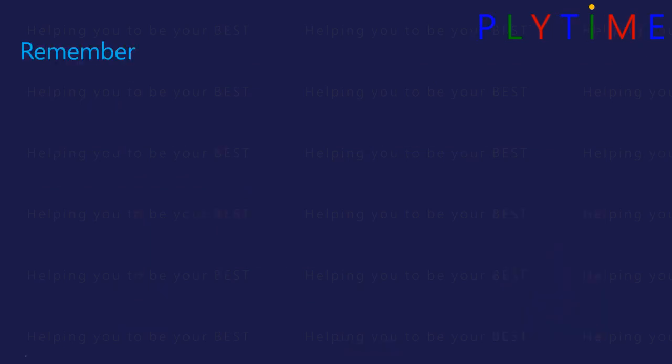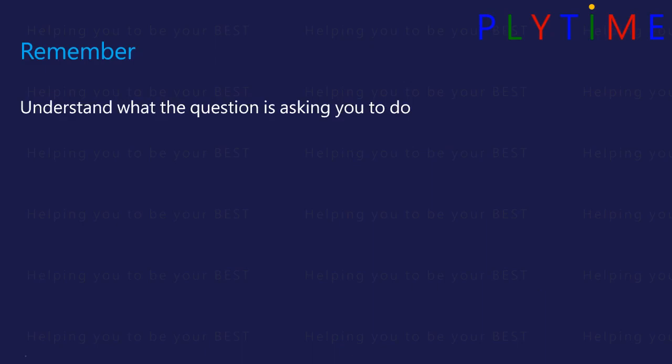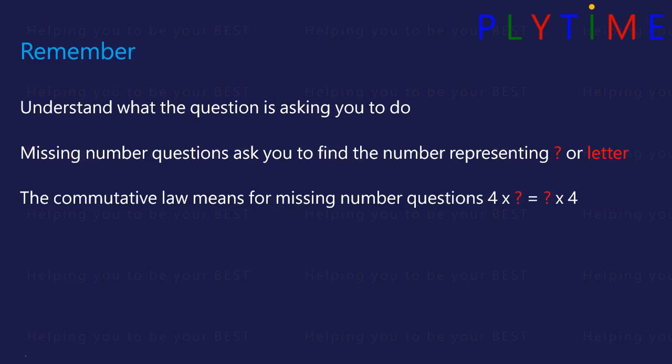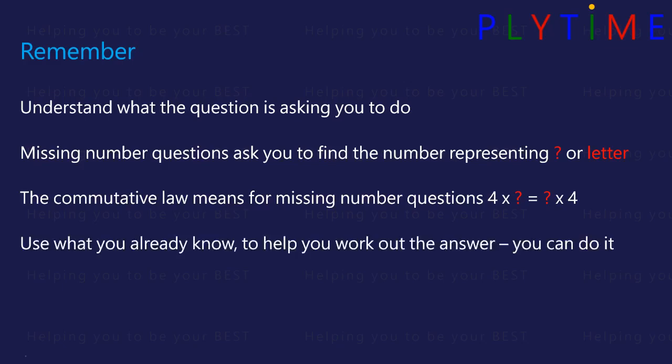Remember, understand what the question is asking you to do. Missing number questions ask you to find the number representing the question mark or the letter. The commutative law means for missing number questions, 4 times something is the same as something times 4. Use what you already know to help you work out the answer. You can do it.